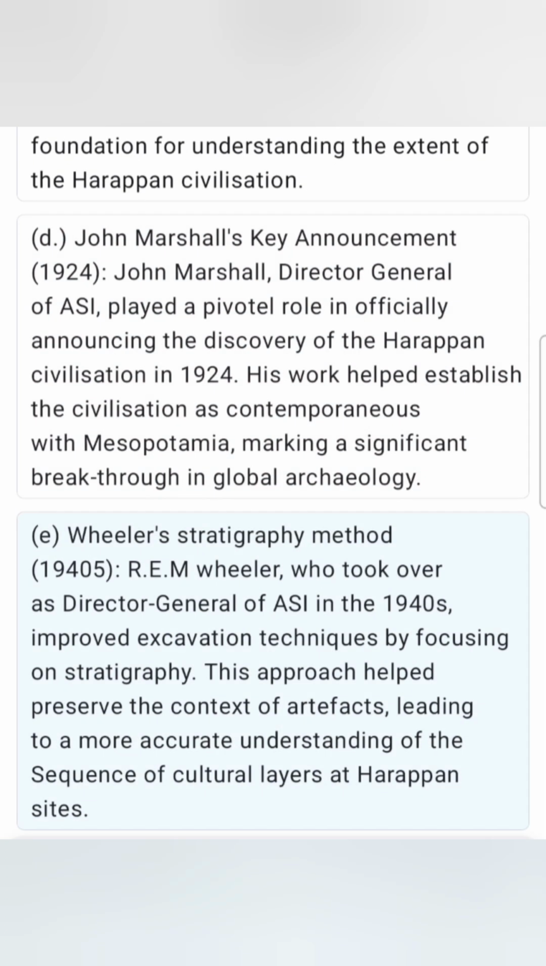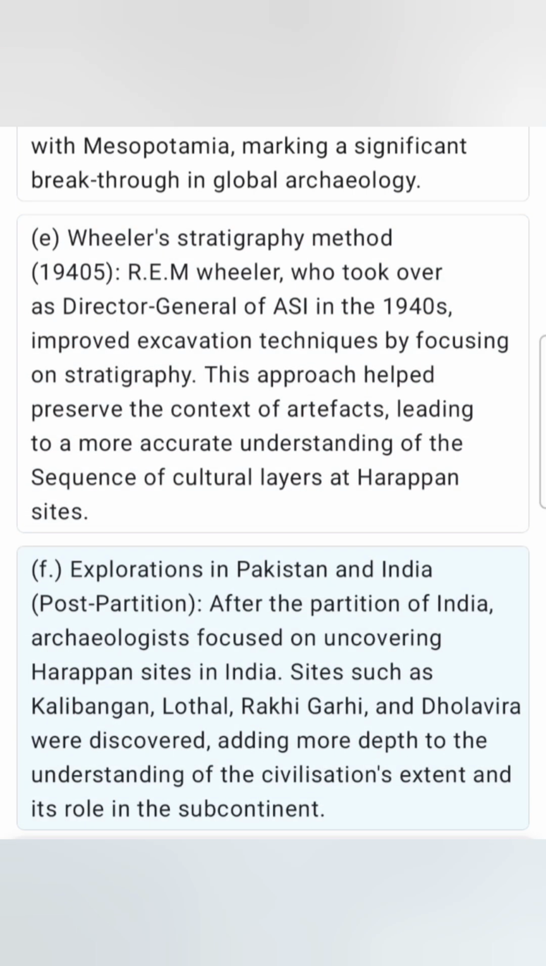E. Wheeler's stratigraphy method, 1940s. R.E.M. Wheeler, who took over as Director General of ASI in the 1940s, improved excavation techniques by focusing on stratigraphy. This approach helped preserve the context of artifacts, leading to a more accurate understanding of the sequence of cultural layers at Harappan sites.